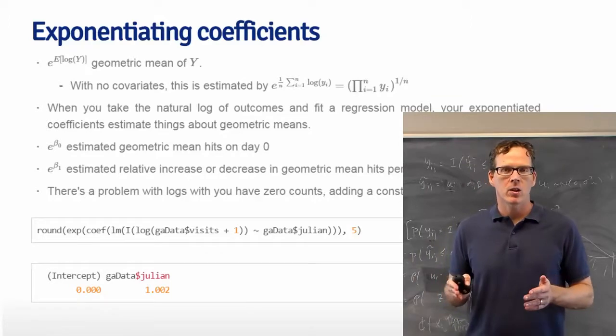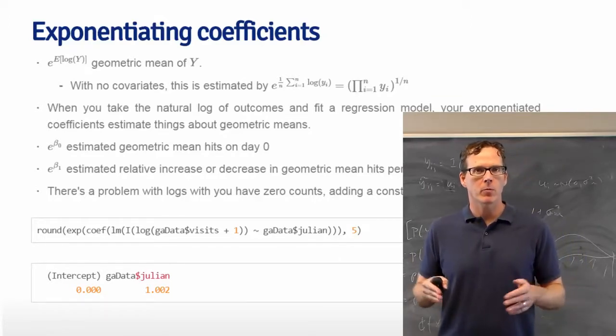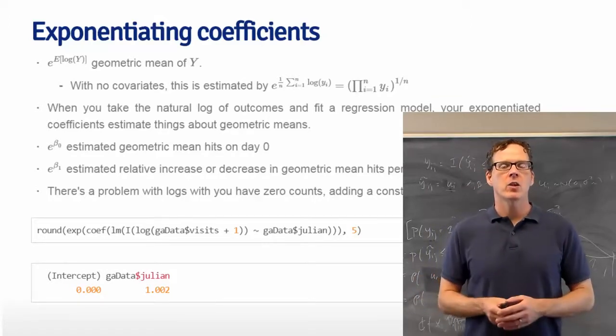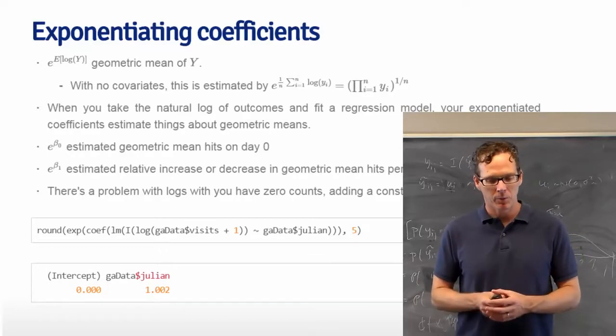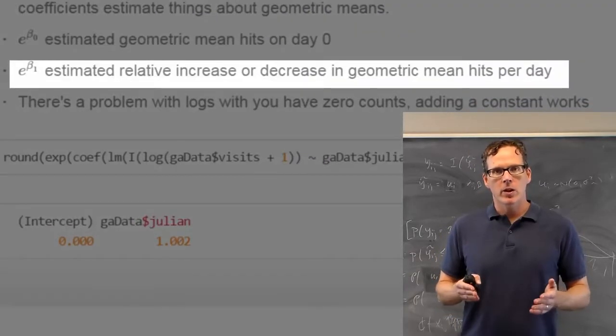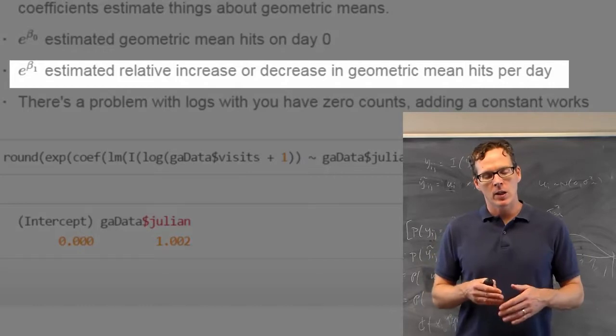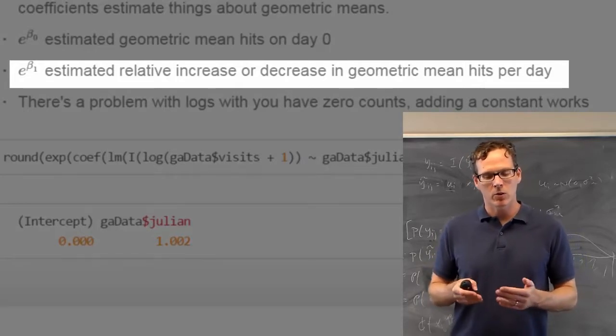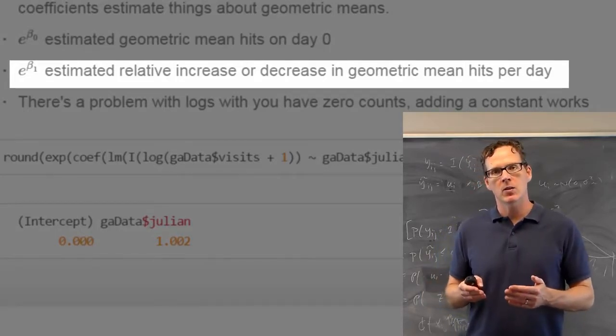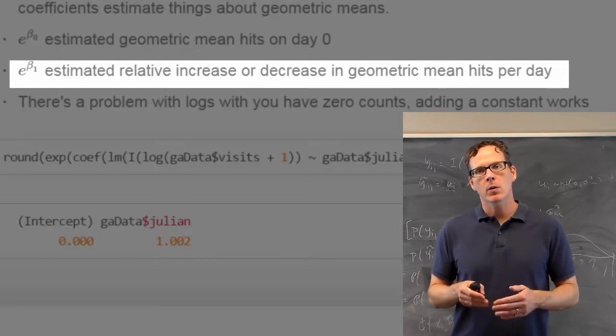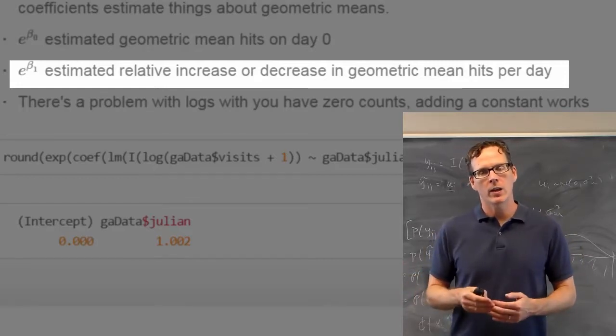However, nonetheless, if you want an interpretable intercept, as we know from earlier on in the class, you have to do something like that. E to the beta 1, on the other hand, is the estimated relative increase or decrease in the geometric mean hits per day. Okay? So the increase per day.